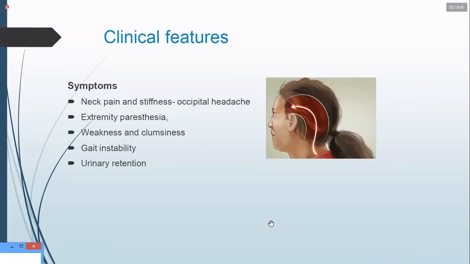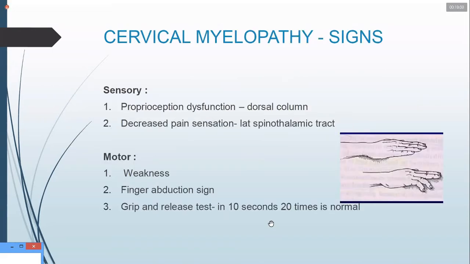Neck pain and stiffness, sometimes occipital headache, extremity paresthesia, weakness and clumsiness, gait imbalance, and ultimately urinary retention. What are the signs? Proprioception dysfunction, basically from the dorsal column pathway, and decreased pain sensation from lateral spinothalamic tract dysfunction. Motor, there might be weakness in the hands and feet.